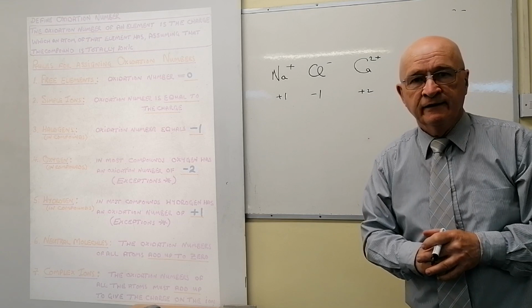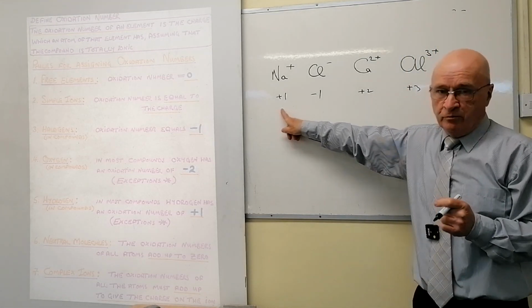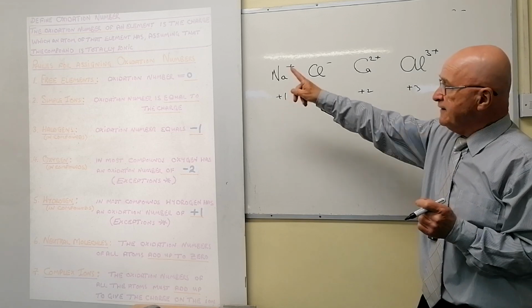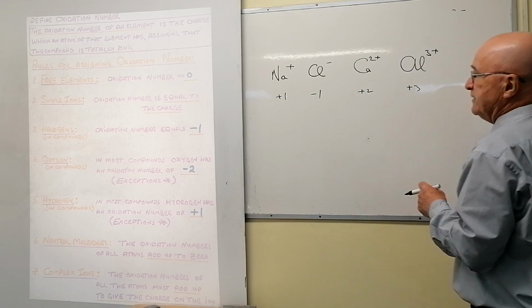and there's +3. Now, please, oxidation numbers, every one of them, with the exception of naught, of course, has a sign. There's no point telling me the oxidation number there now is 1. It's +1. Very important when you're doing that. So that's the rule. Simple ions have an oxidation number equal to the charge. Are you okay with that?